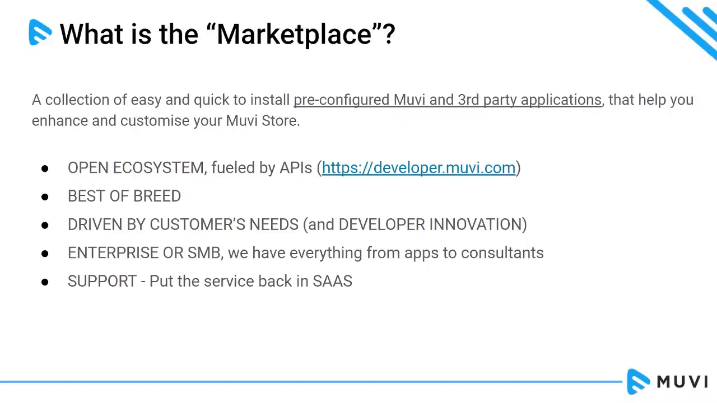It's an open ecosystem. We have open APIs. Everything is well documented on our developer.muvi.com, and that's how we want to keep it. We want to keep our APIs open, and for people to be able to come there, innovate, and solve problems for our customers.